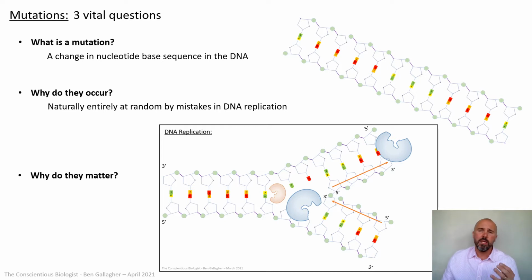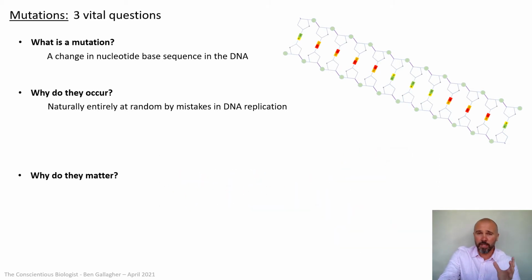Mistakes happen. Now, your cells have safety net processes. You've got enzymes that go along the DNA checking that everything's correct, and they will correct most mistakes. But sometimes mistakes happen and they're just left for the DNA to go into the next cell. So most of the time it's entirely random.